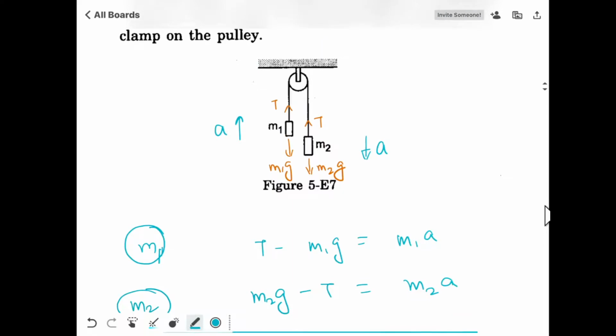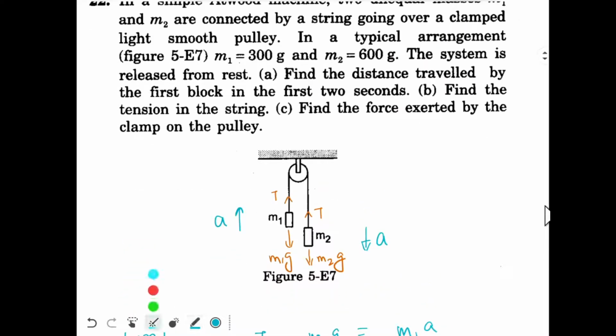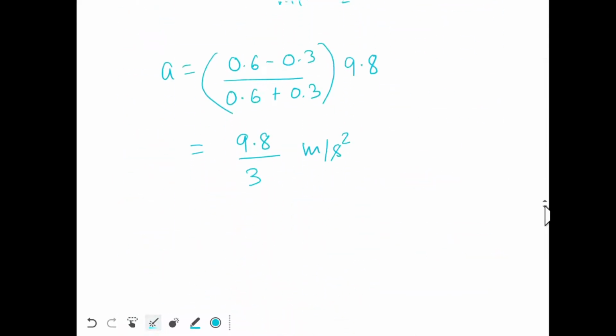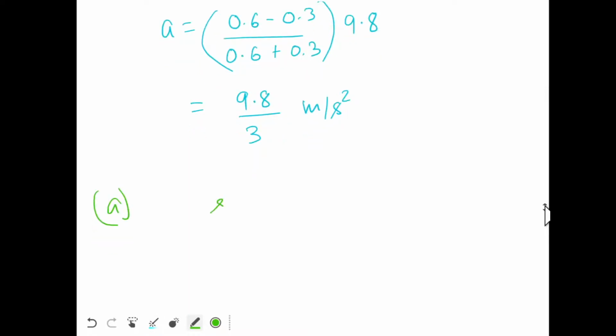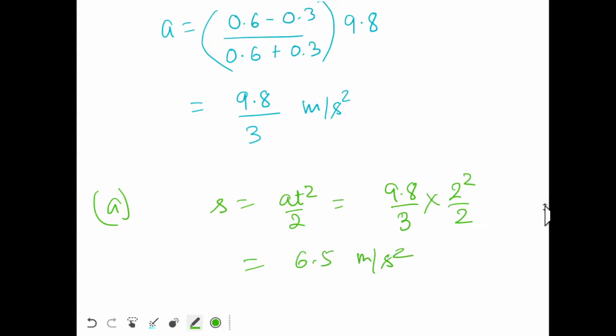Now coming to first part of the question. It is asking find the distance traveled by the first block in the first 2 seconds. So that's very easy. So part A of the question, distance traveled will be equal to AT squared by 2. Very easy. So 9.8 by 3 into T square, time is 2 seconds. So 2 square by 2. So when you solve this, you will get this to be equal to roughly 6.5 meter.